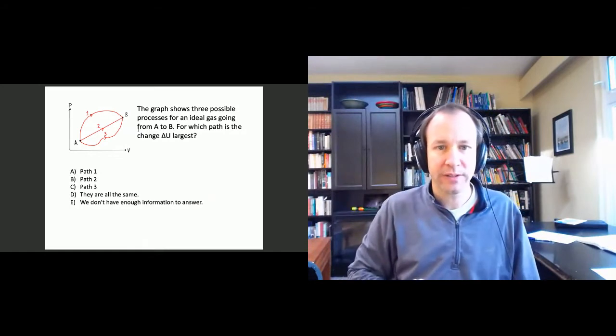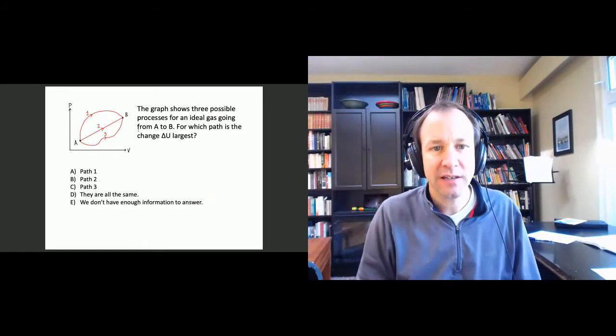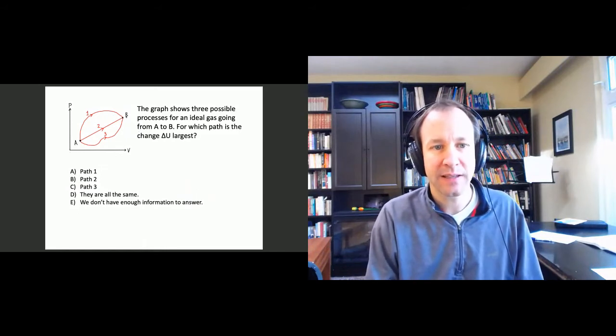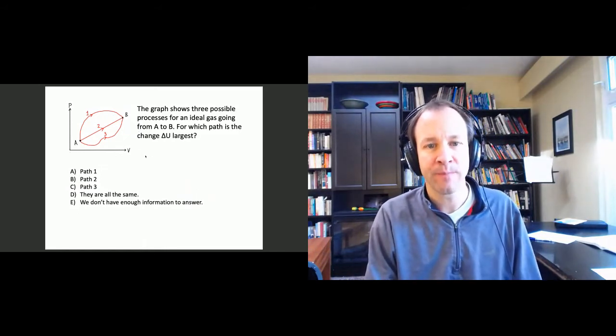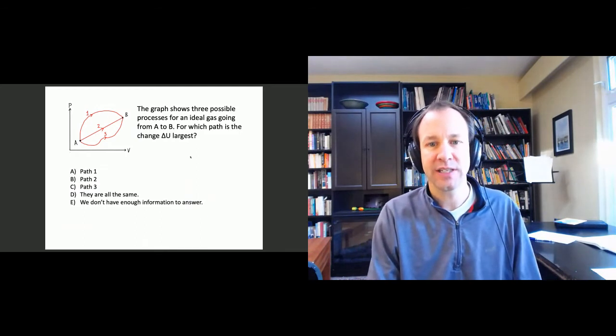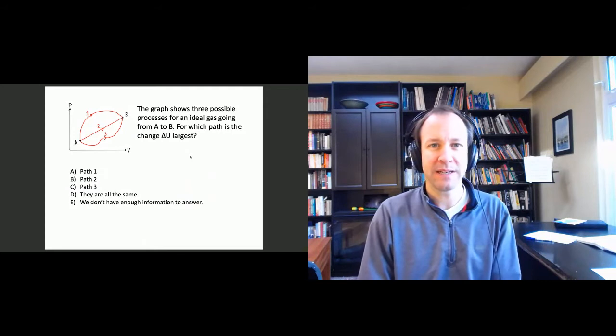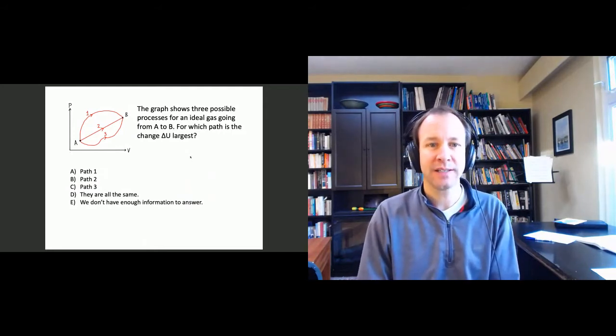So there's various ways that I could imagine having the gas expand with different changes in pressure during the process. And the question here is, for which one of those different ways indicated by the three paths on the PV diagram is the change in internal energy going to be the largest? Think about that for a minute based on what you know about internal energy, and then I'll talk about the answer.